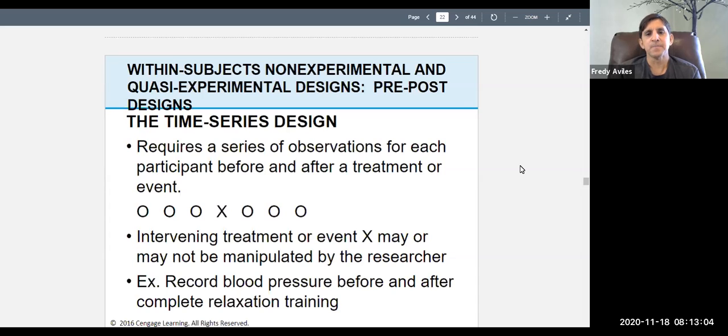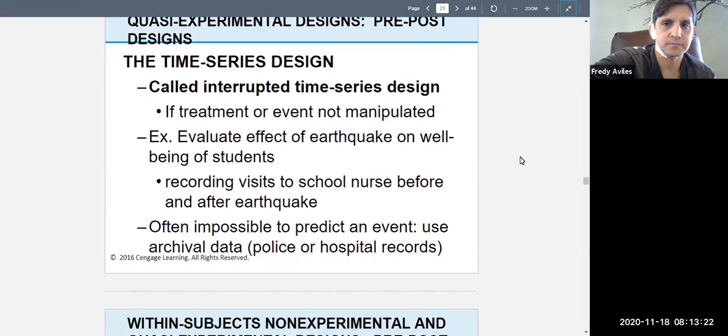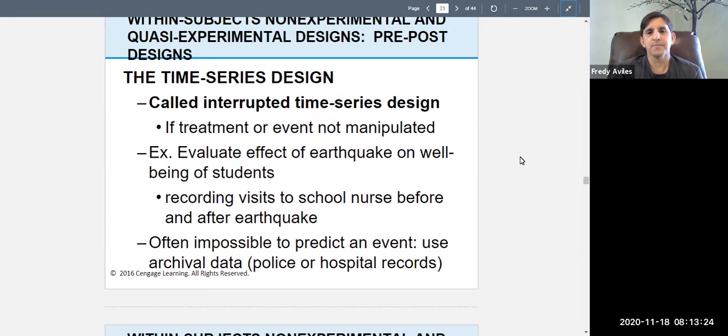Now it says there that the intervening event, the X, may or may not be manipulated. It may be something you manipulate, like some program, some therapy. It could be some drug or something like that. But it may also be something that happens on its own. And in that case, it's called something different. It's called an interrupted time series design if the treatment or event is not manipulated. If the X is not manipulated, that means you didn't do anything to participants. Then it's called an interrupted time series design.